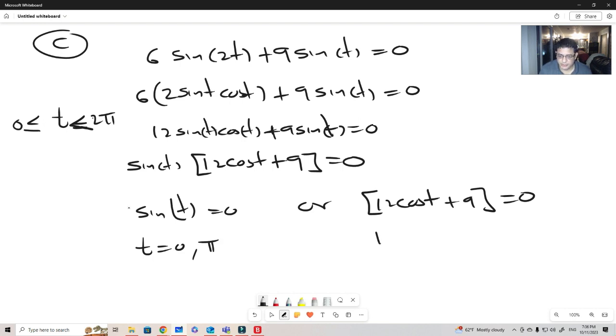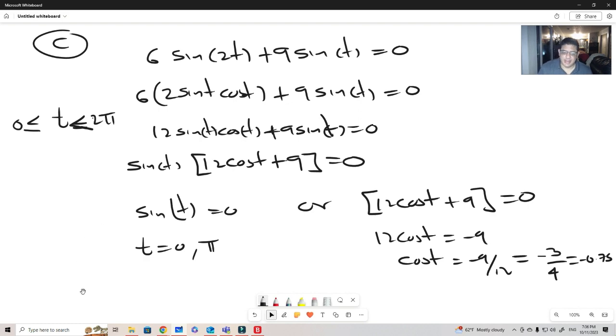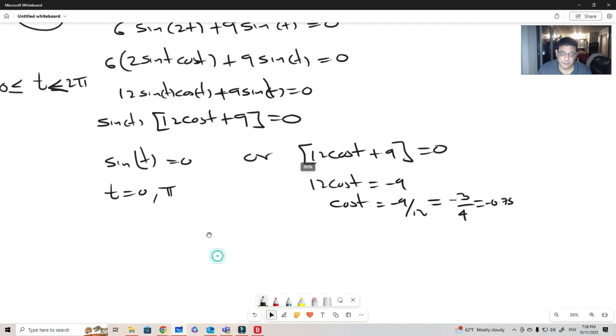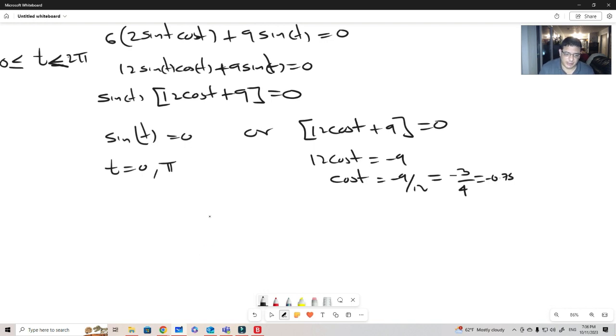And this equation here becomes 12 cosine of t equals minus 9, or cosine of t equals minus 9 over 12. And if we simplify minus 9 over 12, this is like minus 3 over 4, and this is like minus 0.75. Now, especially when you have a number like this, inevitably you're going to be using the inverse function. So t is cosine to the minus 1 of minus 0.75. And if you put that in the calculator, then you're going to get about 2.419, which is less than pi, right?